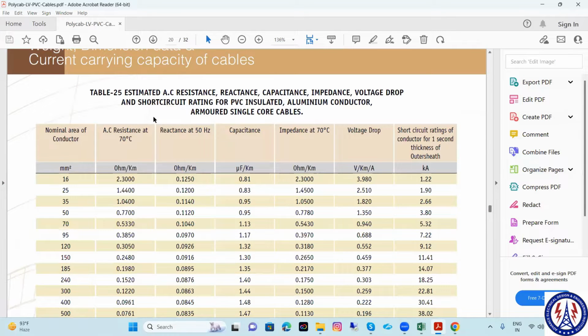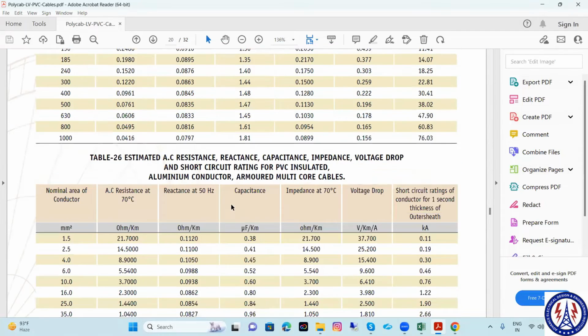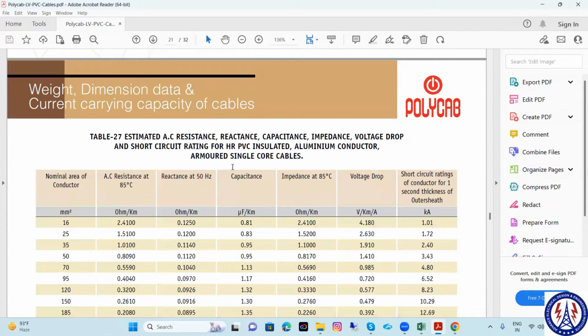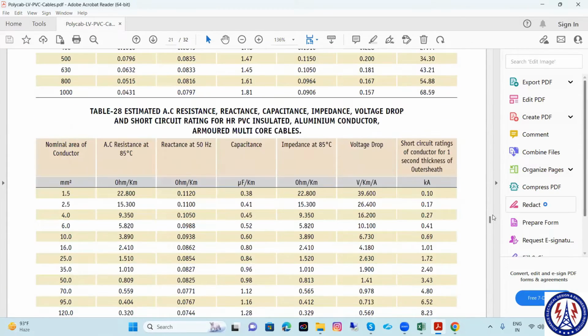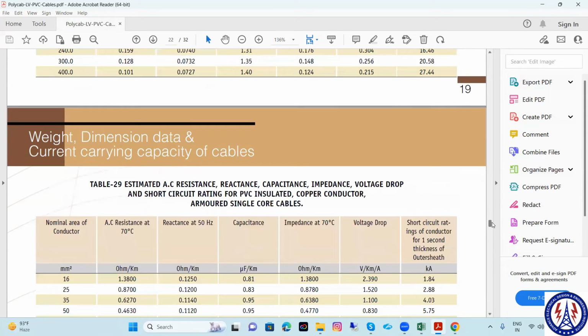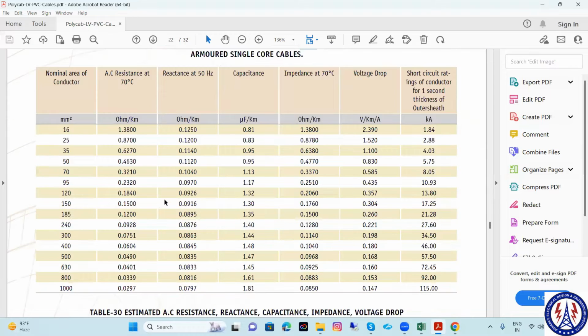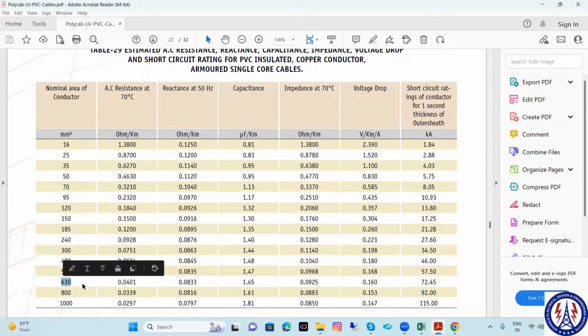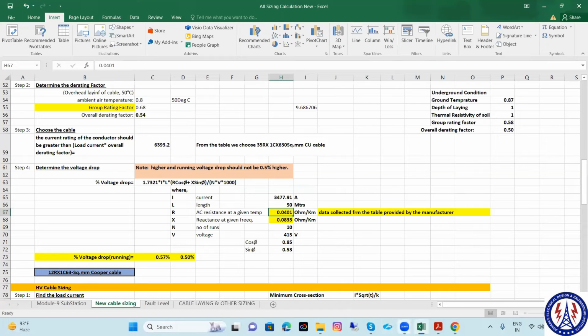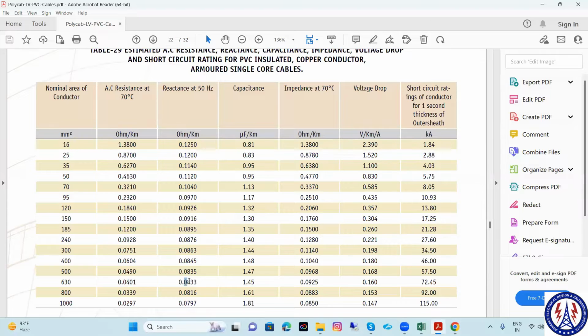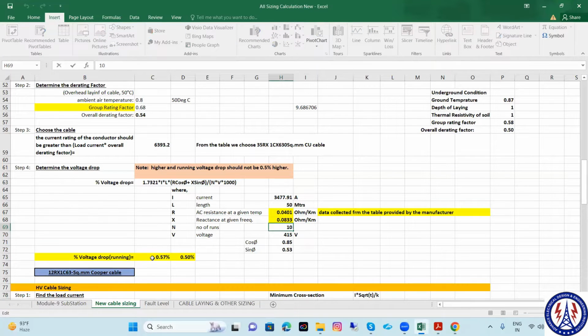This is the single core aluminum, multi-core copper, single core copper. Okay, my cable is 630 square mm, so 0.0401. Reactance is what? 0.0833. So it is coming 0.57.